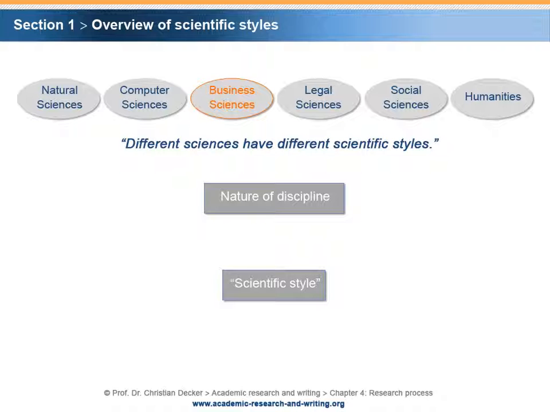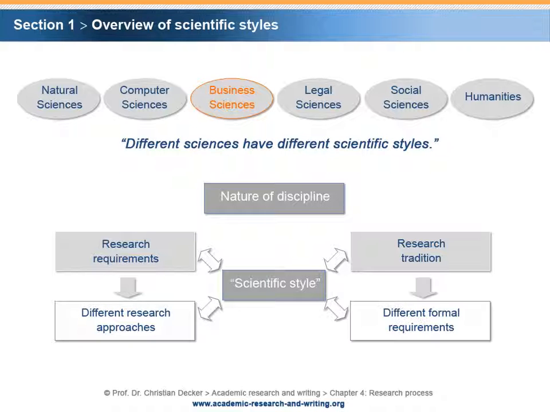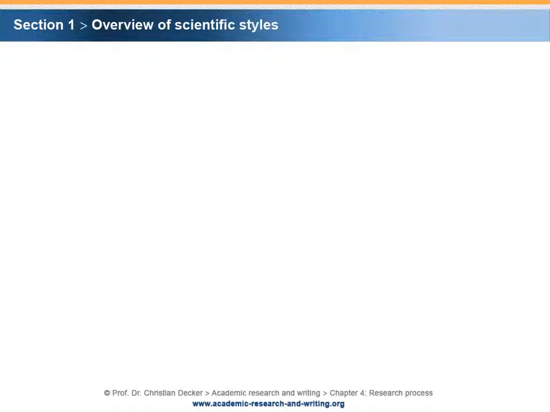Scientific styles are based upon specific research requirements as well as particular research traditions of a given science. This explains why different instructors or thesis advisors might apply different approaches and/or ask for different formal requirements. For the purpose of this chapter, 3 general types of scientific styles will be distinguished.